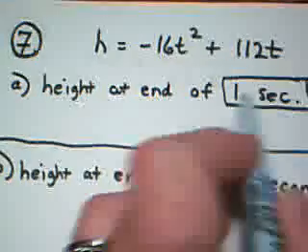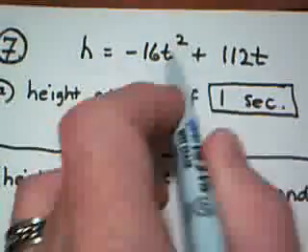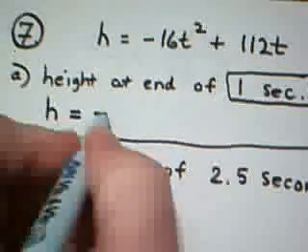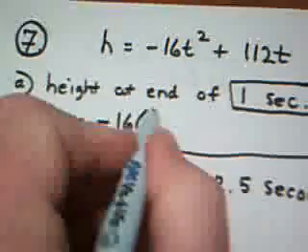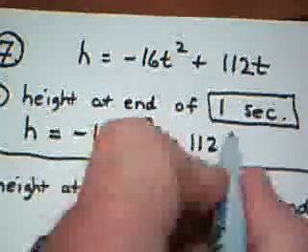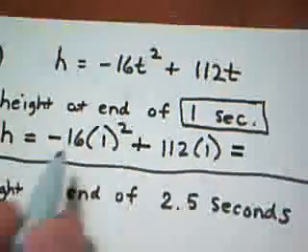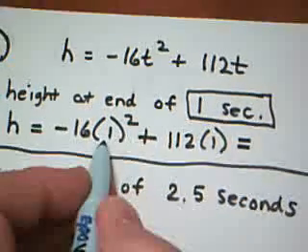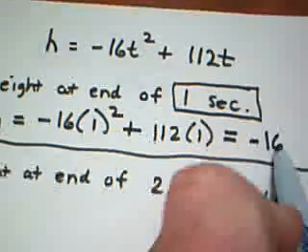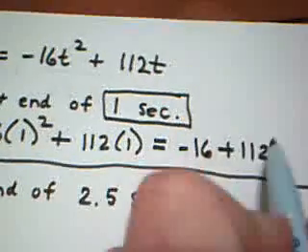Well, 1 second is time. So what they want us to do is to come to this formula and put a 1 in for t. So h would be equal to the opposite of 16 times 1 squared plus 112 times 1. This is equal to, okay, 1 squared is 1. That multiplied by negative 16 is negative 16. Plus 112 times 1 is 112.